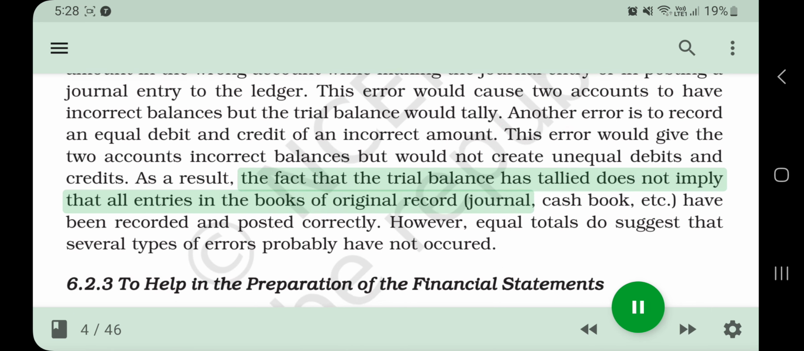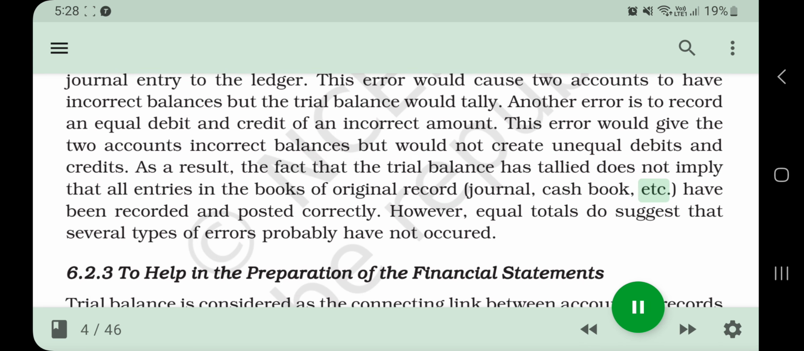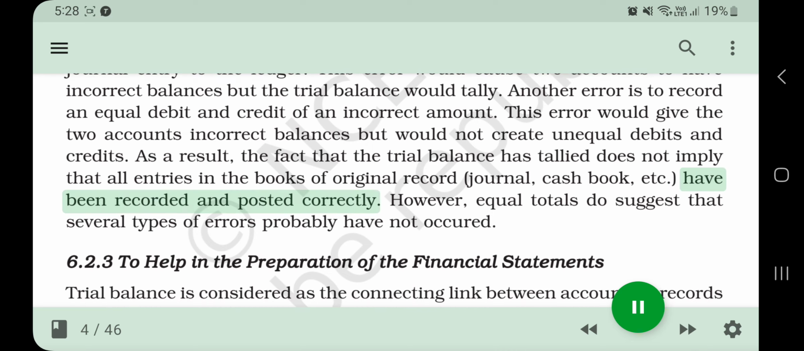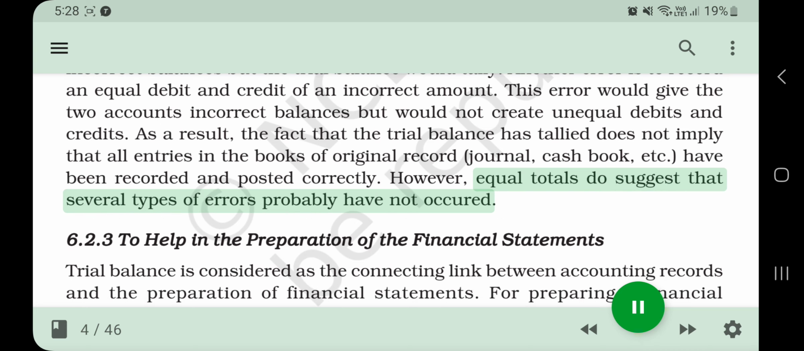As a result, the fact that the trial balance has tallied does not imply that all entries in the books of original record, journal, cash book, etc. have been recorded and posted correctly. However, equal totals do suggest that several types of errors probably have not occurred.